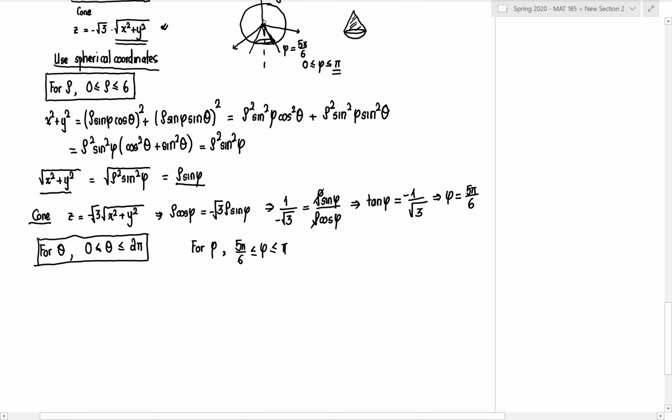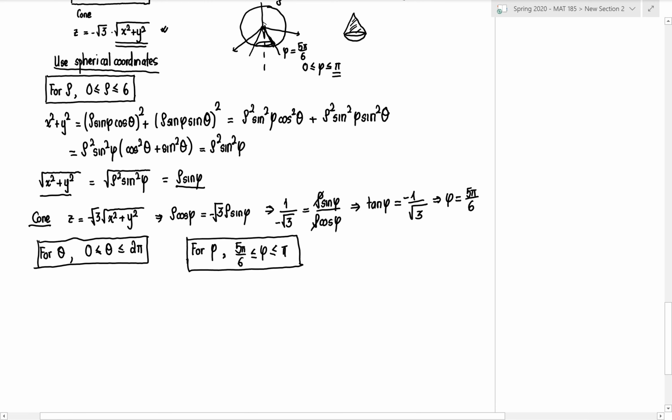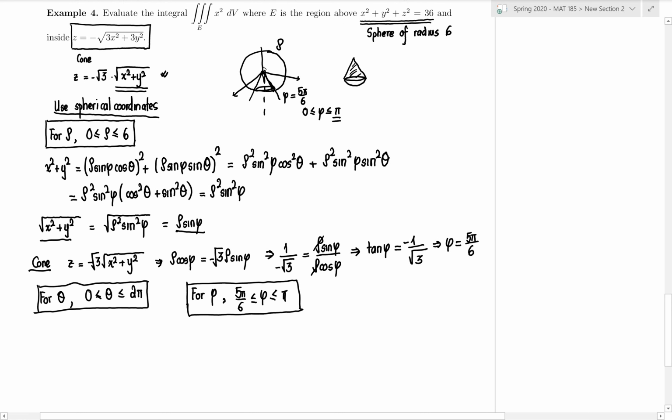So those are the 3 bounds we're working with. Rho is between 0 and 6. That's because we had a sphere of radius 6 and there was no other restriction on it. Theta is between 0 and 2 pi, and phi is between 5 pi over 6 and pi.